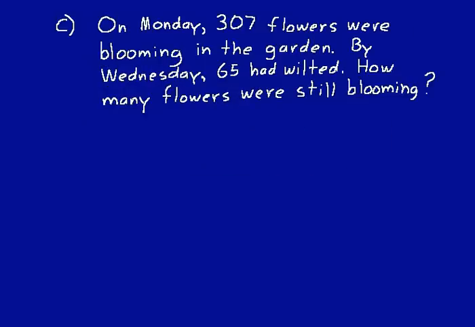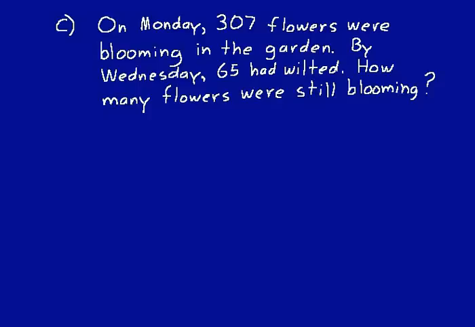Look at practice problem C. Always, first thing you should do is read it through. On Monday, 307 flowers were blooming in the garden. By Wednesday, 65 had wilted. How many flowers were still blooming? Well, let's look for some key words here. Or one thing we can do is just look at the question we're trying to answer. How many flowers were still blooming?